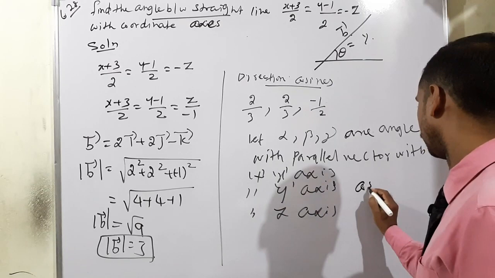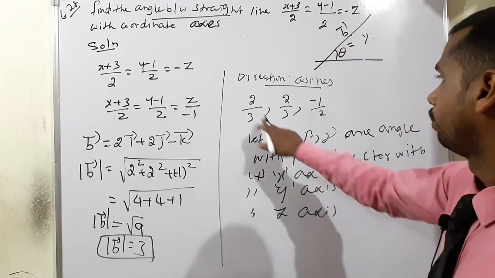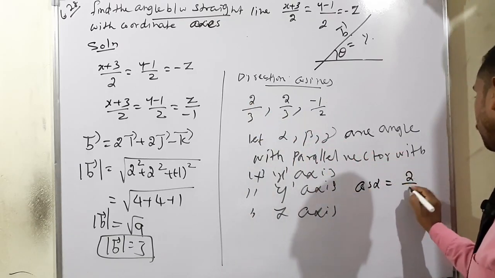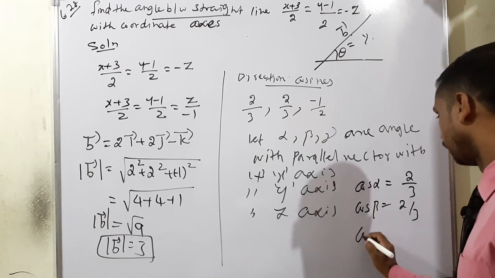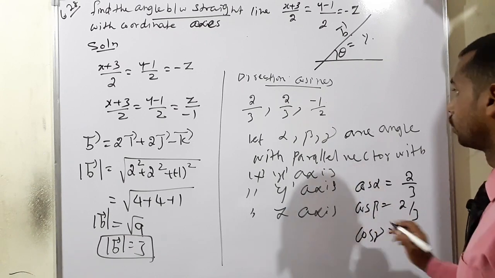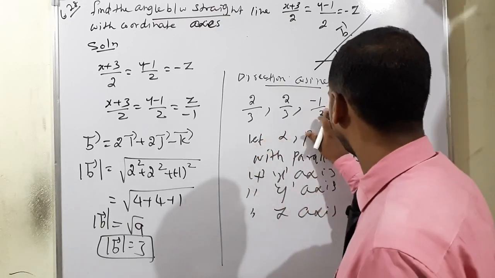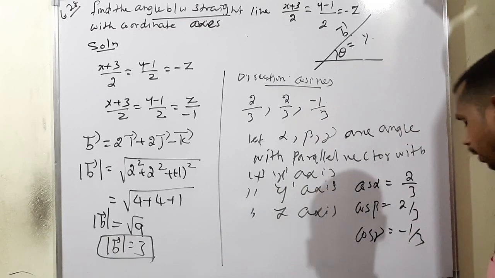Therefore, we can write cos alpha is equal to, so what is the value? You said 2/3, as well as cos beta also 2/3. Then cos gamma is equal to minus 1/2. Sorry, this is minus 1/3, no? Here also definitely minus 1/3.